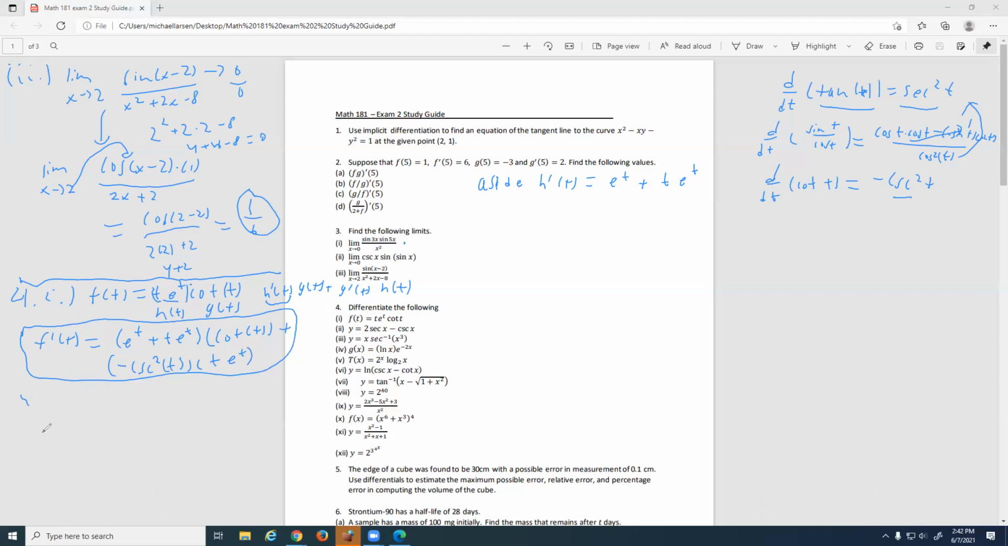Shoot, on the edge of my pad here. So number 2, it wants us to differentiate y is equal to 2 secant x minus cosecant x. To differentiate this, we're going to need to know some more trig derivatives, sorry about that. So we need to know what the derivative of secant is, and we need to know what the derivative of cosecant is. Do you guys know what the derivative of secant and cosecant are?